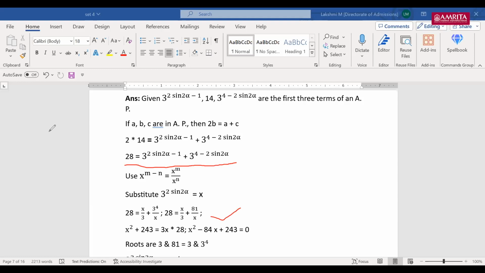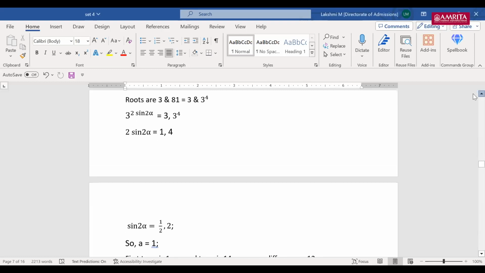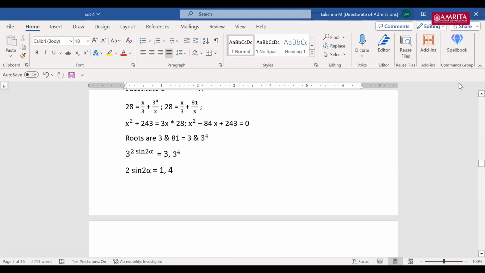So see how the question was, and with one formula or some logic that you have studied, you were able to simplify it to this form. Once you simplify it to this form, you can frame an equation and you can solve for the roots. There is something like 3 and 3 raised to 4. So you have substituted for 3 raised to 2 sine 2 alpha. So there is something like 1 and 4. These are the 2 options, right? 2 sine 2 alpha is equal to 1 and 4. I hope up to this it's clear.